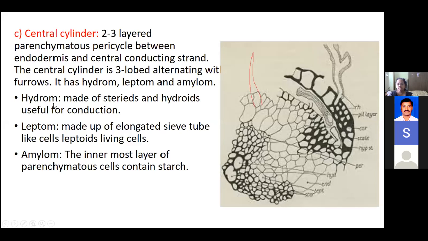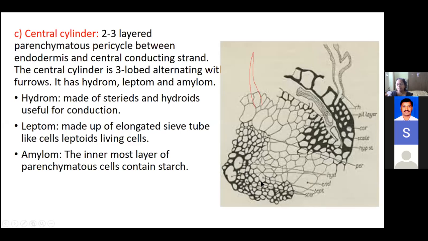So what are these? Hydrome, leptome. These are the tissues or cells present in the rhizome helping in conduction. Hydrome is the one which helps in conducting water, whereas the leptome just acts like the phloem, conducting the food material.